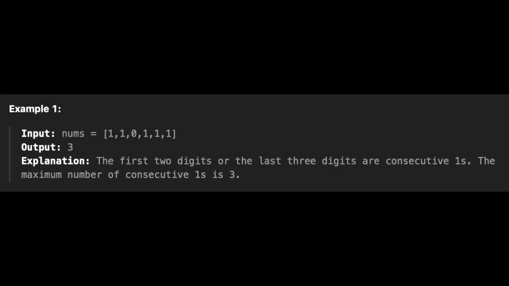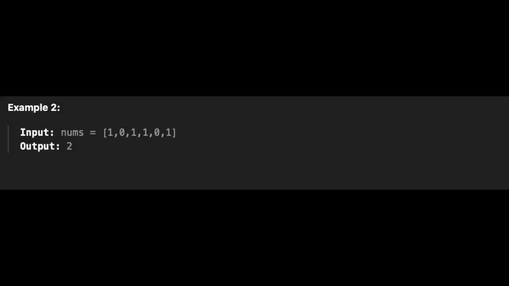Let's look at a few examples. First example, input nums is 1, 1, 0, 1, 1, 1, output is 3. That's because the longest consecutive ones are 1, 1, 1 with a length of 3. Let's look at the second example. Input nums is 1, 0, 1, 1, 0, 1. Output is 2. The longest consecutive ones are 1, 1, so the answer is 2.